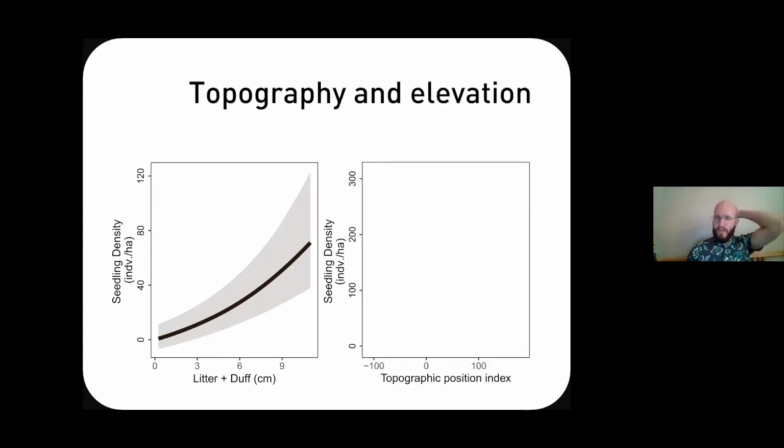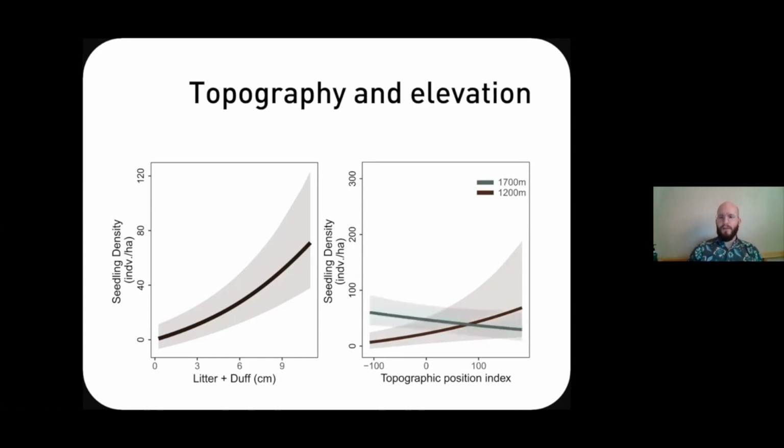And then there was an interaction with topography and elevation that was interesting. So at low elevations, well, the x-axis of this is topographic position index, which you can think of like the left side, the negative side, being more in a valley, and the right side being more on a ridge. And so at lower elevations, the trees do better closer to a ridge. As you increase in elevation, this flips, and at the highest elevations, trees do much better in valleys than on ridges.